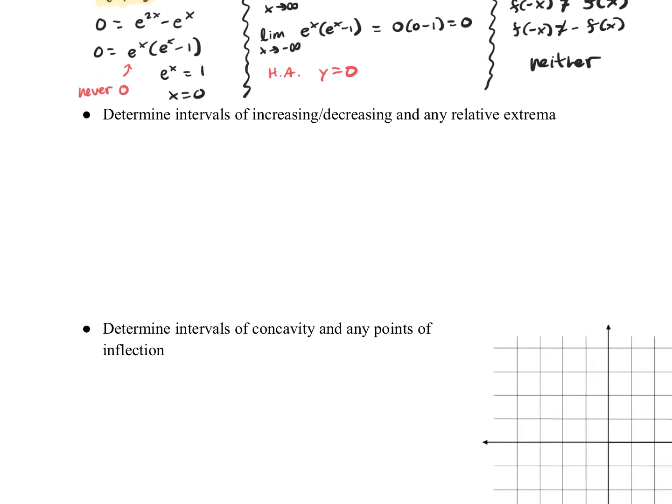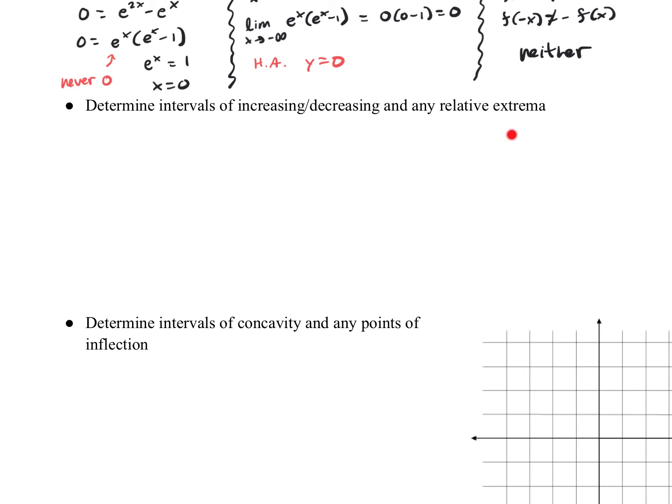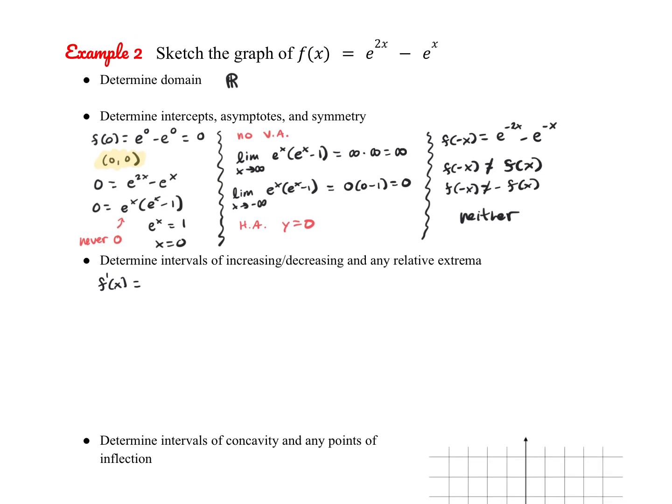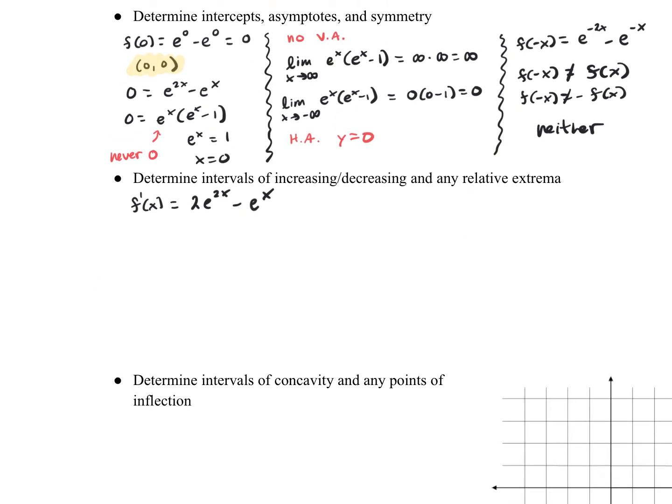All right, so now we're going to move down to our first derivative work so we can find where it's increasing and decreasing and determine any relative extrema. So let's start by finding our first derivative, f prime of x. So if you do the derivative of e to the 2x, don't forget to do our chain rule here. It's 2e to the 2x, and the derivative of e to the x is just e to the x. So it is important to note that since we are looking for critical points, this is never going to be undefined. So I'll make a little note here, never undefined.